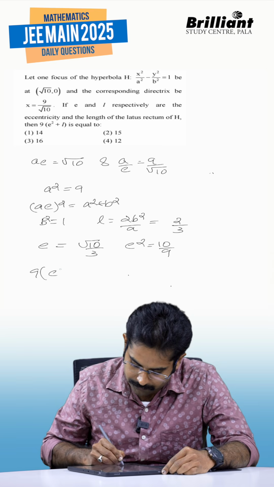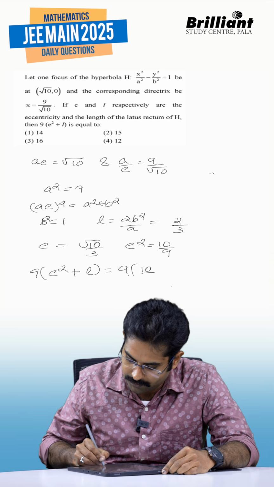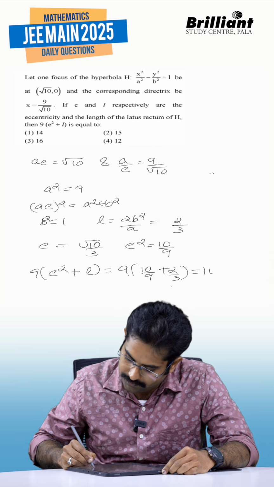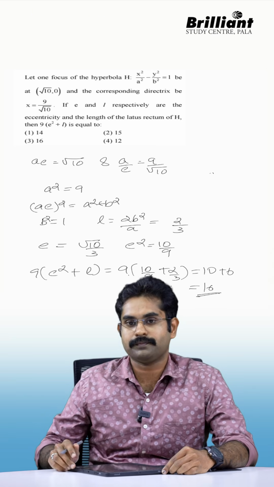So 9e² + L is equal to 9 into 10 by 9 plus 2 by 3. So we get 10 plus 6, answer is 16. Thank you.